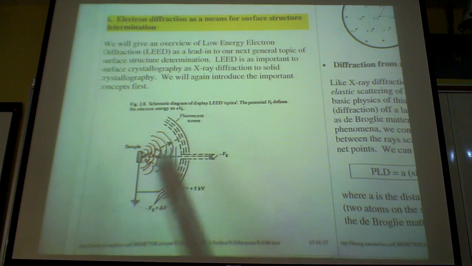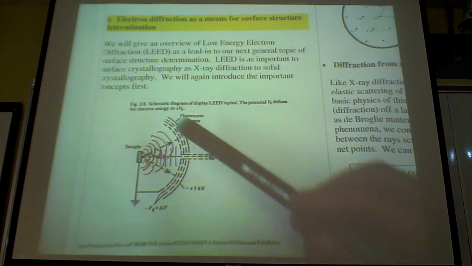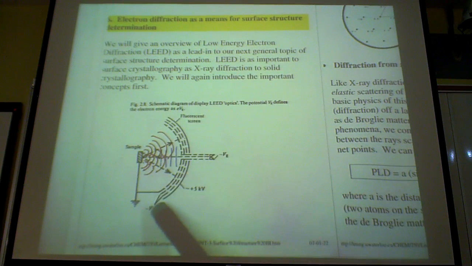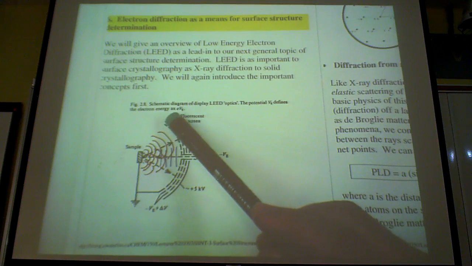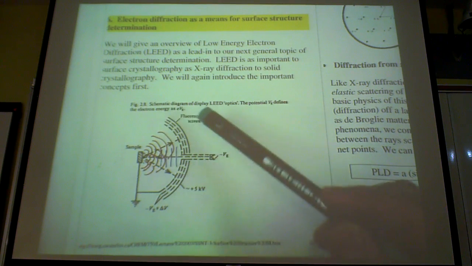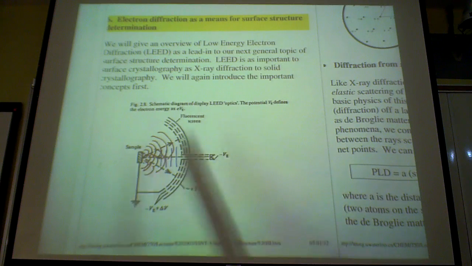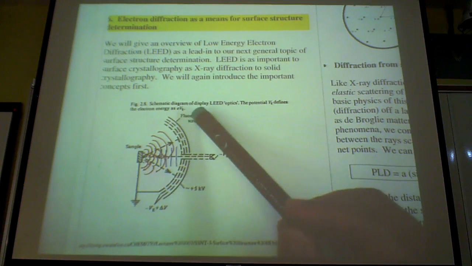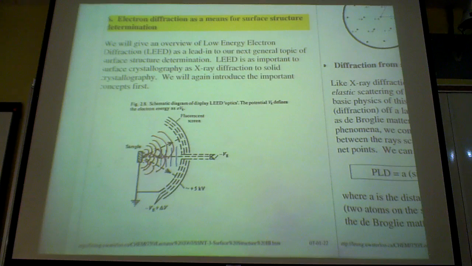I draw this wiggle line, the red line, as a wave coming out, and usually you have several spherical grids, and then you have a phosphor screen. There's a high voltage between the last grid and the phosphor screen. So when the wave makes it down to the last grid, it gets sucked right in, accelerated, and hits the phosphor screen, and you see a spot. So that's essentially it. That's what you see.